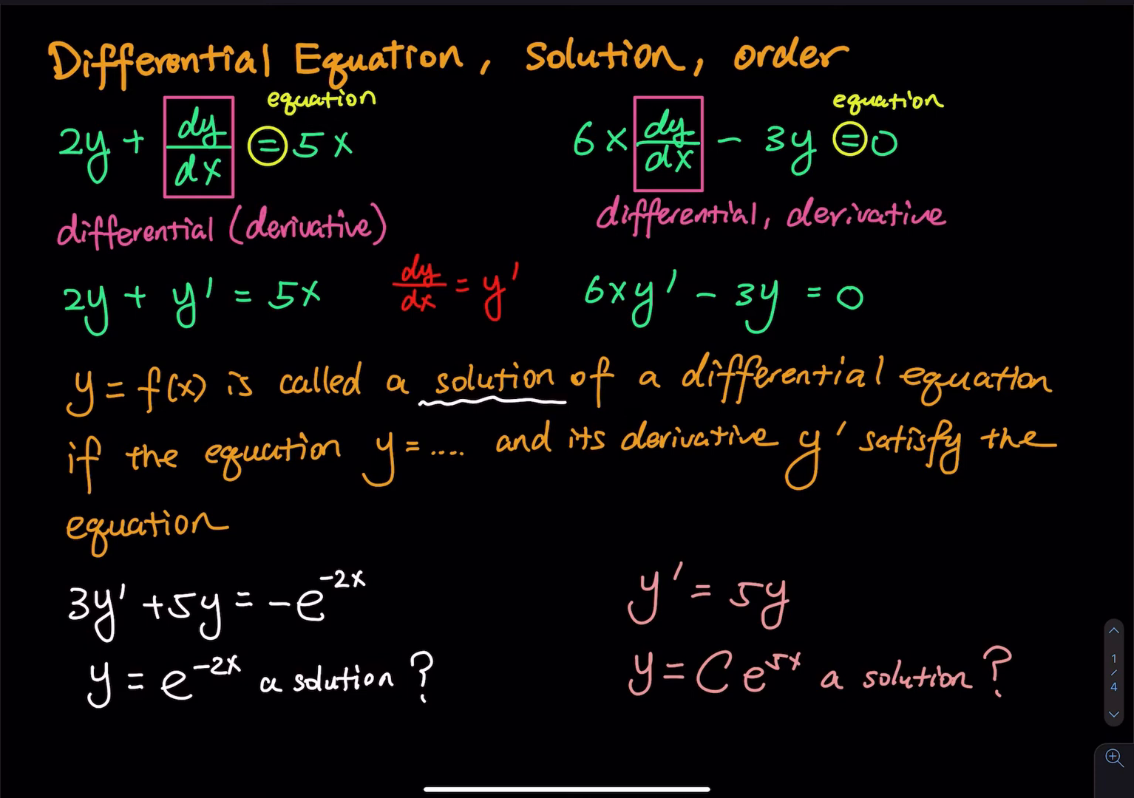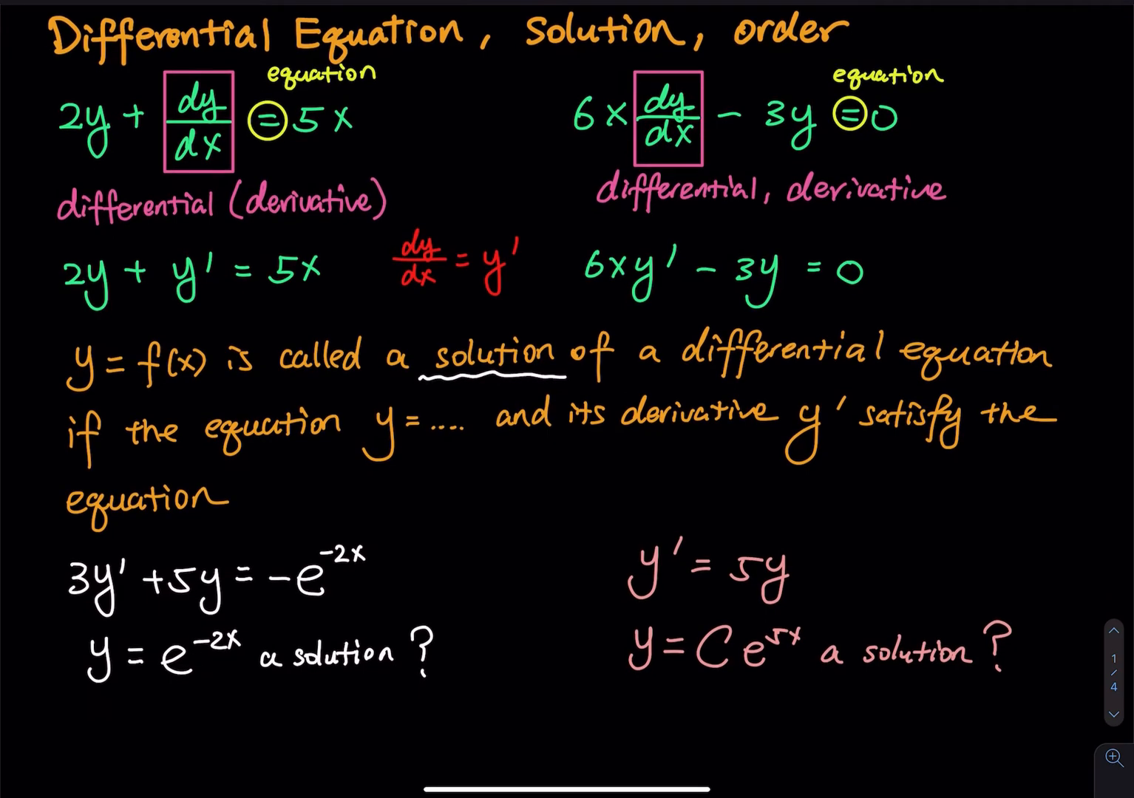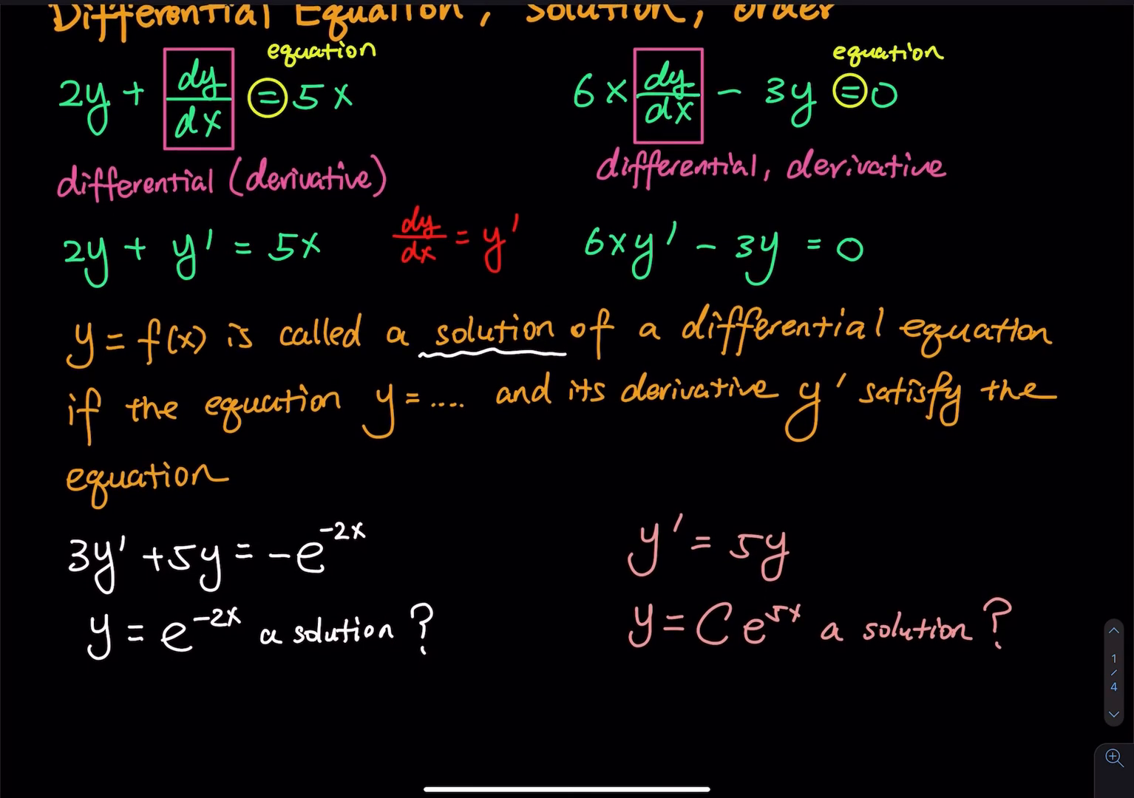Now let's do this. The first equation is 3y prime plus 5y equals negative e raised to the negative 2x power. And my question is, is y equals e raised to the negative 2x a solution? That is what we have to find out. We have a differential equation, and we have a y. First of all, I can plug in the e raised to the negative 2x next to the 5. And what about the y prime? Regarding the y prime, you have to find it. So what is y prime? The derivative of e to the anything is e to the anything.